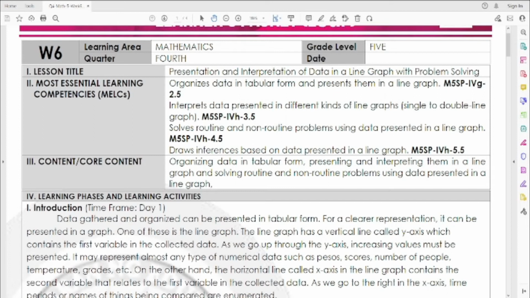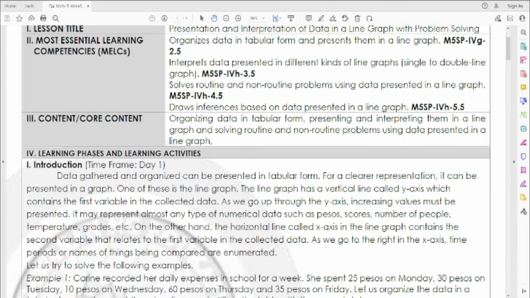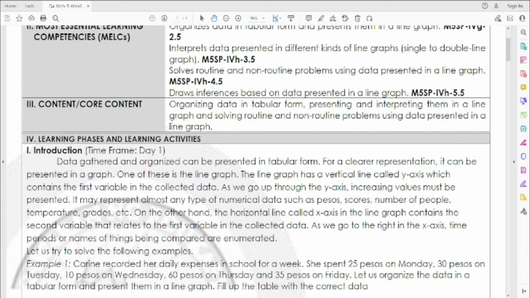Good day. Our lesson today is presentation and interpretation of data in a line graph with problem solving. Data gathered and organized can be presented in tabular form. For a clearer representation, it can be presented in a graph. One of these is the line graph.